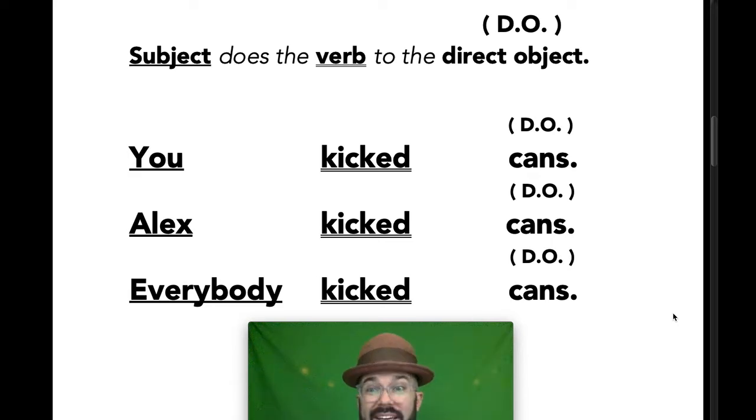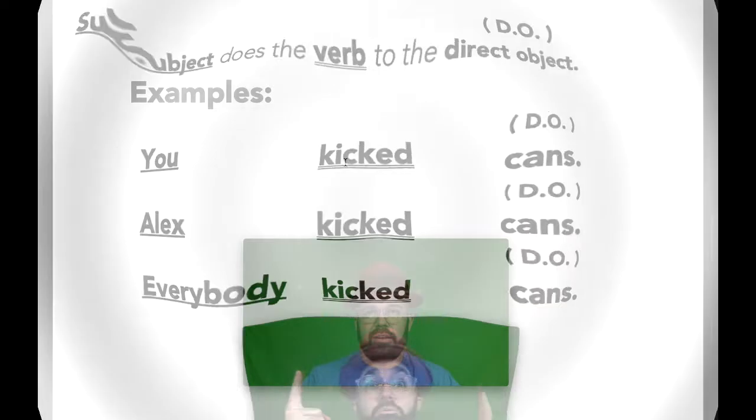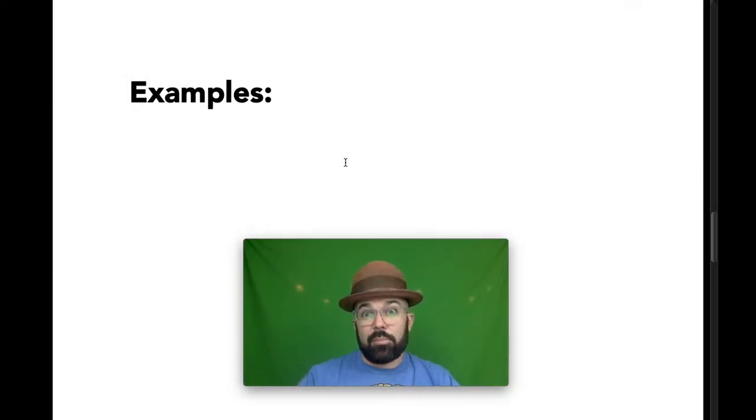So, you kicked cans, Alex kicked cans, everybody kicked cans. It doesn't matter who kicked cans, cans were kicked. The subjects changed, the verbs stay the same, the direct objects stay the same, and those direct objects, cans in this instance, got kicked by you, by Alex, or by everybody. Did you write all those down? Let's look at some other examples.